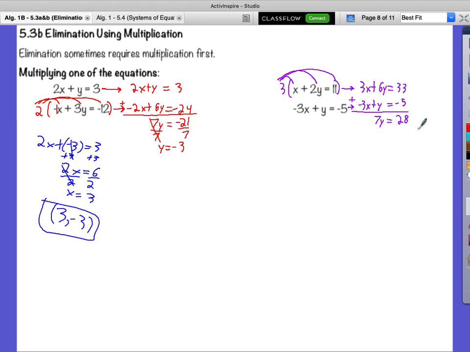Okay? So now, how do we get this y by itself? Divide by 7, right? And y is equal to what? 4. Very good.